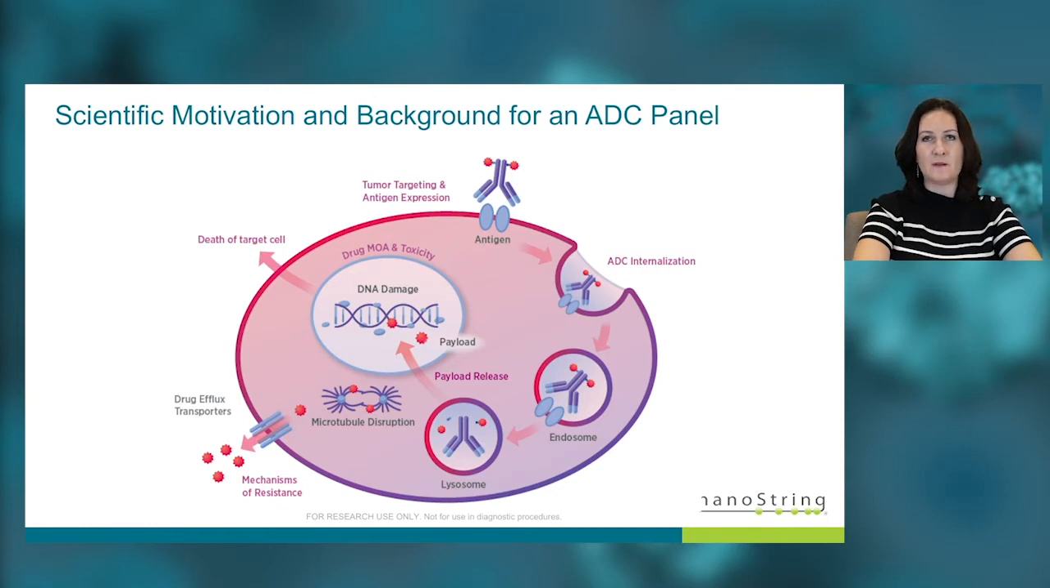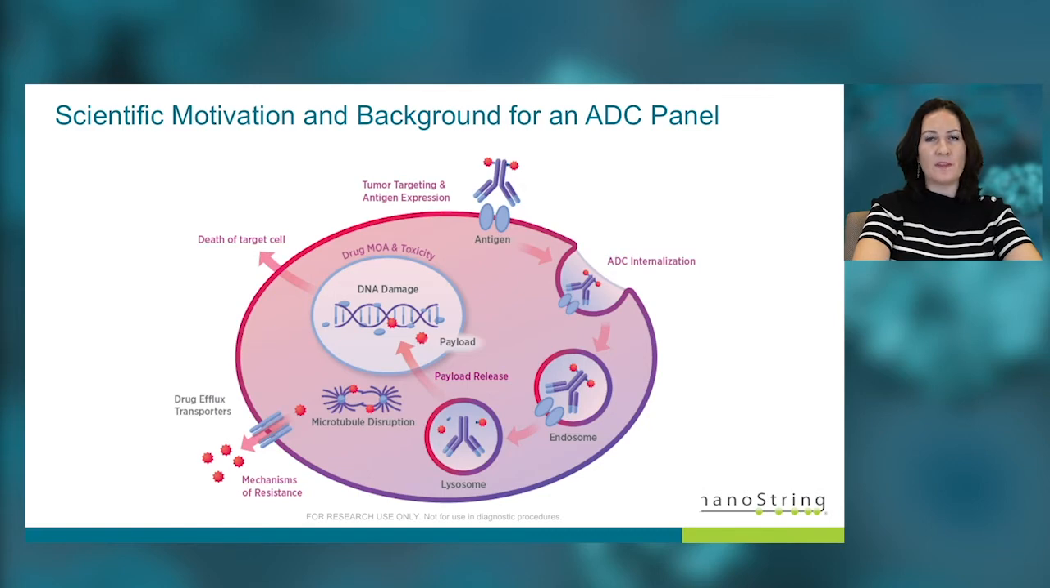The panel thinks about ADCs in the context of a typical life cycle of ADC. I say typical because there are some more modern approaches that don't necessarily have a similar life cycle, particularly as it relates to internalization of the ADC. But in short, most ADCs start with binding of the ADC to the target on the tumor cell itself. The ADC is then internalized by receptor-mediated endocytosis and brought into the cell.